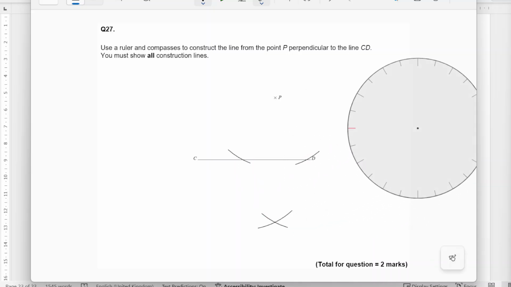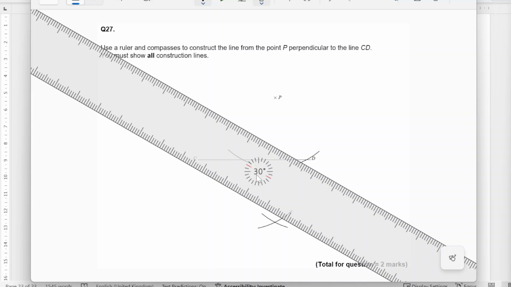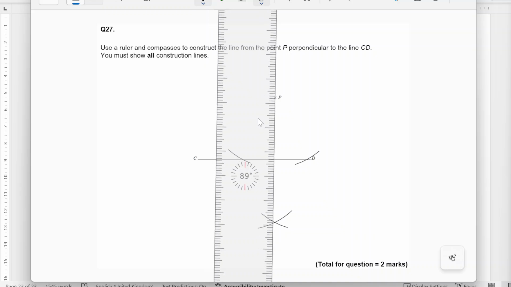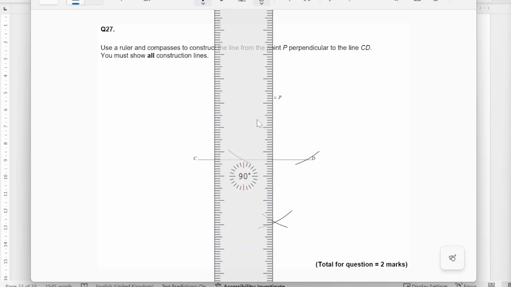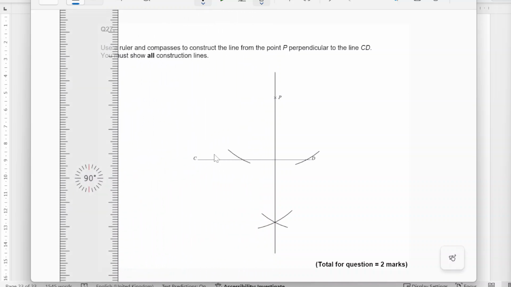Then I switch to my ruler. And then I join up my point P and my line with a straight line. And that's my perpendicular bisector. So again, set my compass arms so that they meet the line in 2 separate points. Then I do an arc from each of the points on the opposite side, and then join them up, and then that becomes my perpendicular bisector.